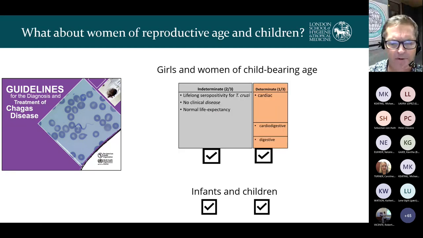And then finally, really any girls and women of childbearing age should be offered treatment regardless of whether they have determinate disease to protect any future pregnancies. And the treatment is extremely effective in infants and children, and therefore all of the infants and children who are infected should be offered treatment.